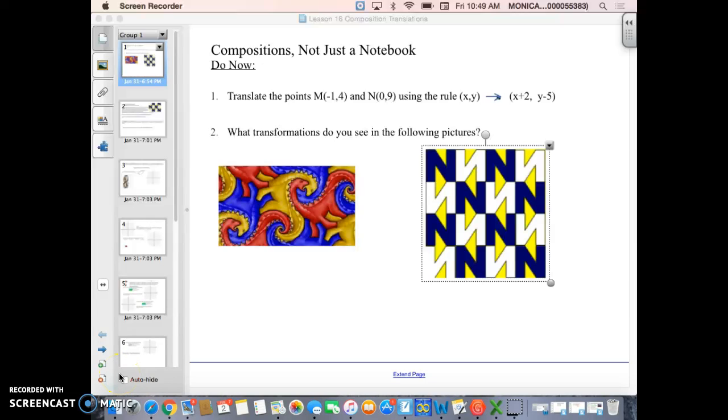Hello and welcome to day 4, where today we're going to put different transformations together, and we call this compositions.